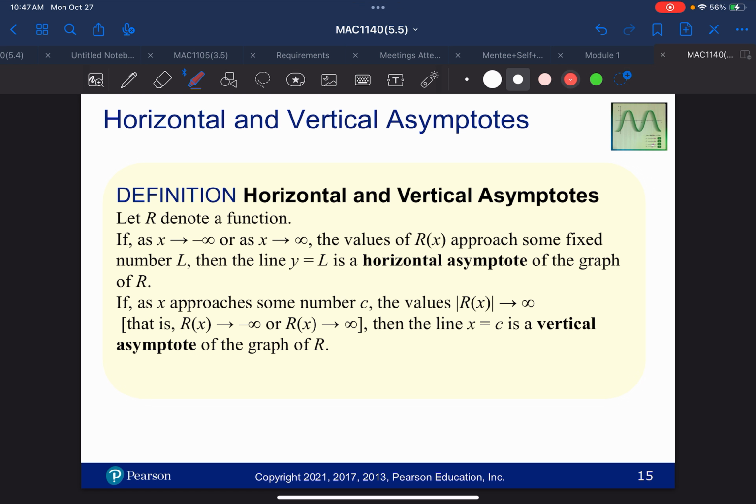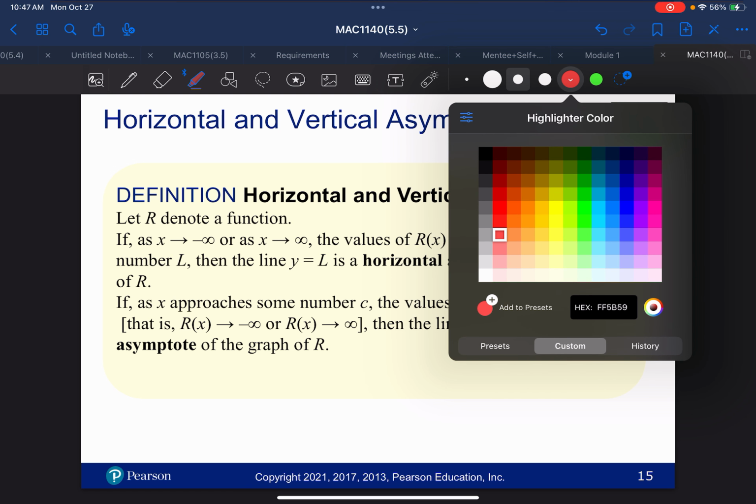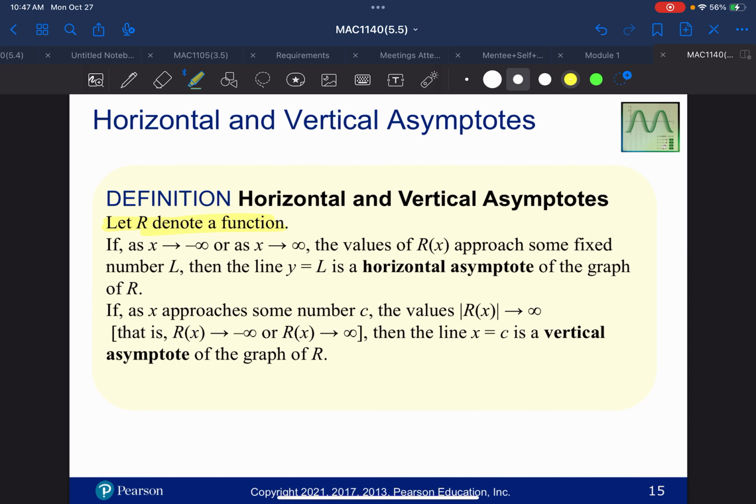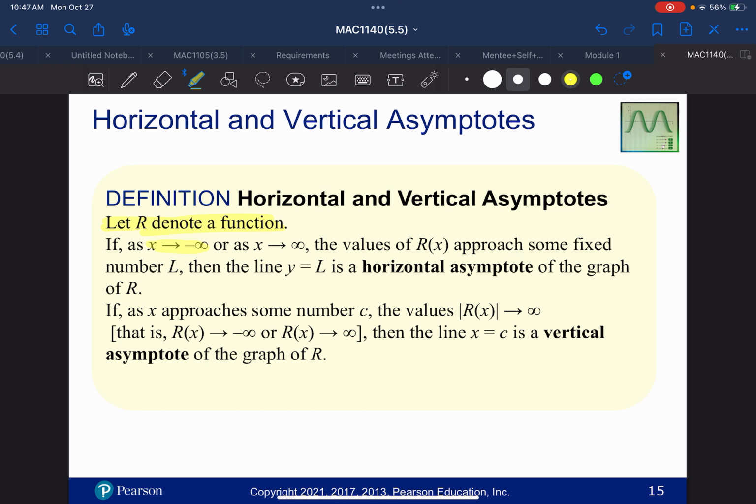Okay, so let's actually define vertical and horizontal asymptotes. So if we let R denote a function, if as x approaches -infinity or +infinity, the values of this function approach some fixed number L, then the line y equals L will be a horizontal asymptote of the graph of R.